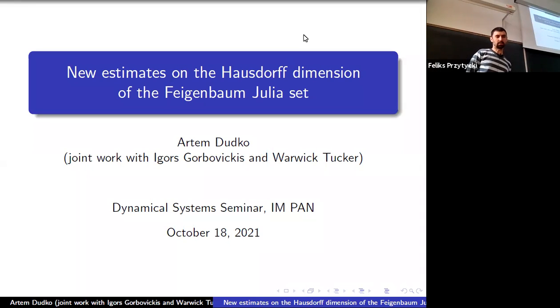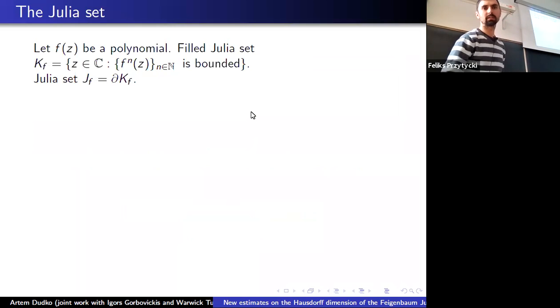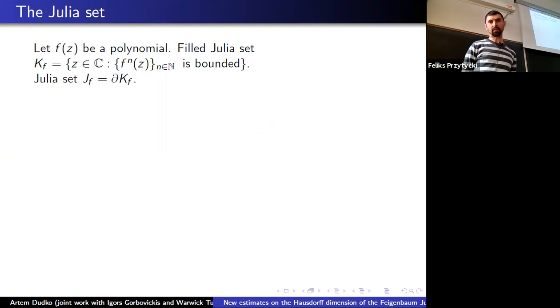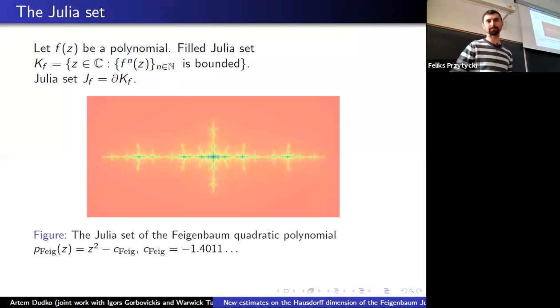So we'll talk about new estimates on the Hausdorff dimension of the Feigenbaum Julia set. And since most of the audience are very familiar with notions in holomorphic dynamics, I will give only a very brief introduction, just recalling that if we have a polynomial, its filled Julia set is the set of points which do not escape to infinity under iterates, and the Julia set is the boundary of the filled Julia set, the set of points near which the dynamics is chaotic.